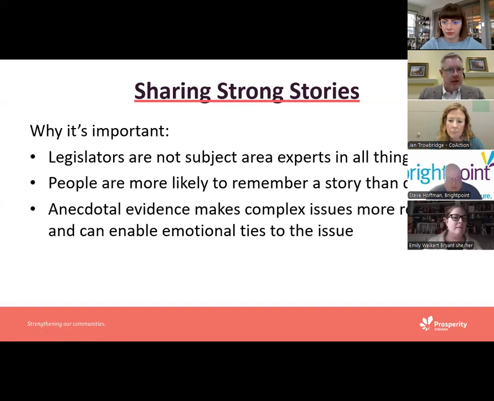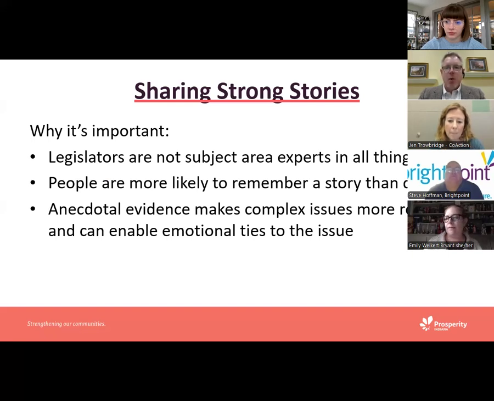So again, I want to offer that Prosperity Indiana can help in that process if you're trying to set up a meeting, especially during session, we know what bills are moving forward on the issues we care about. We can help take care of a lot of that. What you can do, though, is really think about how to personalize those issues that are important to you. And that's part of what we mean about sharing stories.